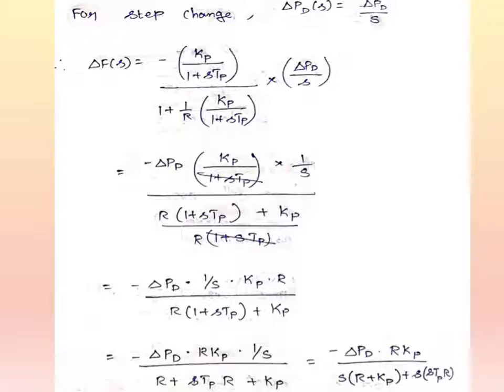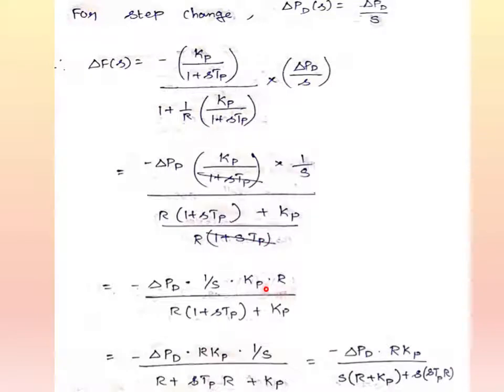Next, we are going to apply a step change for our load demand del PD of S. For a step change the value will be 1 by S, so del PD of S will be equal to del PD divided by S. Substitute the value here and take the LCM. Then we reduce it. When you solve it, it will be easy for you. Please do all this calculation in your notes.